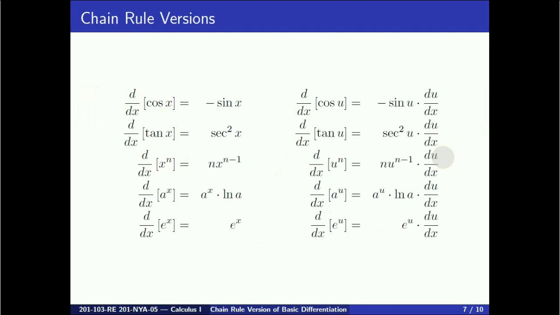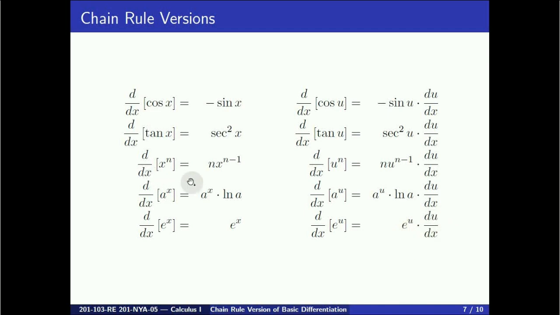On this slide, you have a list of basic differentiation rules in the left column. For instance, the last line has the celebrated rule, the derivative with respect to x of e to the x is e to the x itself. On the right column, you have the chain rule version of these rules. Note once again that all we have to do is replace x by u in the basic differentiation rule and multiply by du dx. For the last rule, this gives the derivative with respect to x of e to the u is equal to e to the u times du dx.